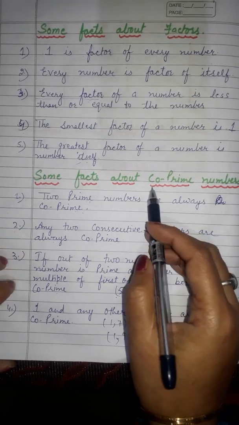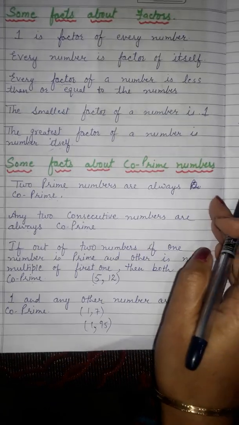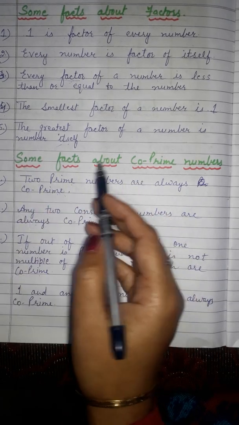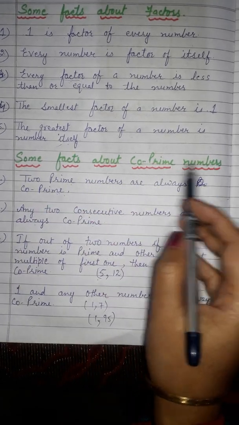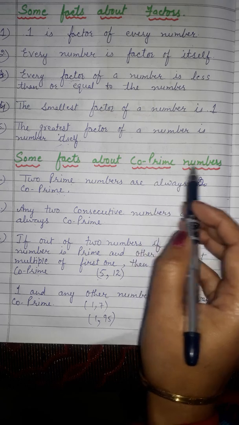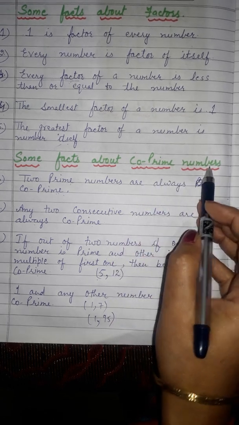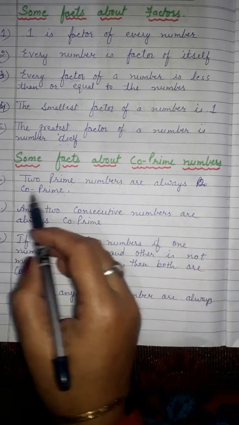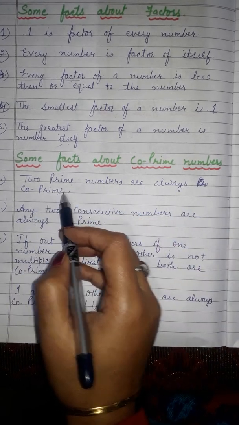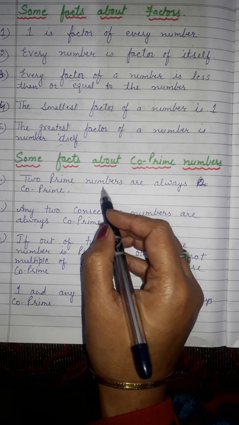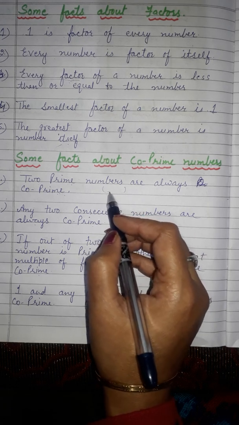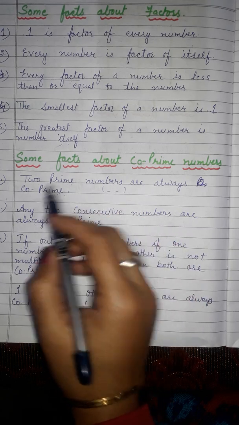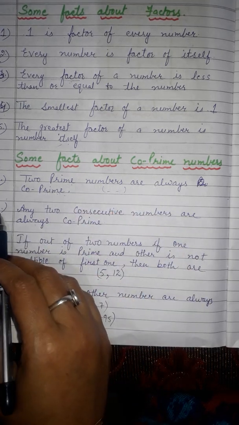Now some facts about coprime numbers. We have already discussed coprime numbers. The numbers which have only 1 as a common factor are coprime numbers. So what are the facts? First is 2 prime numbers are always coprime numbers. If we have a set of 2 numbers and both of them are prime, then they will be coprime numbers.